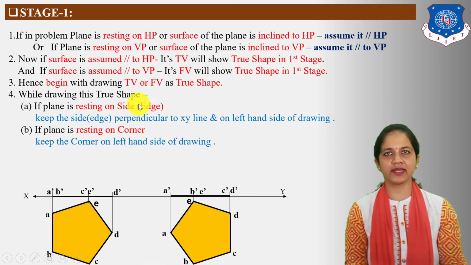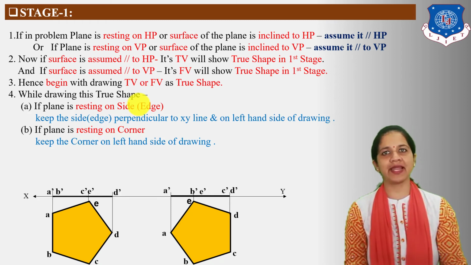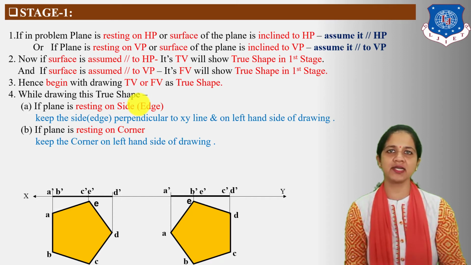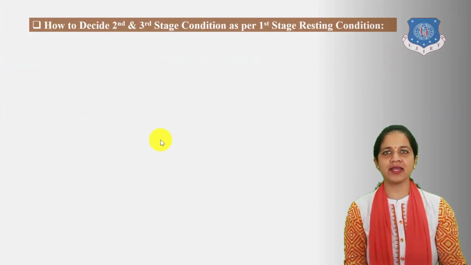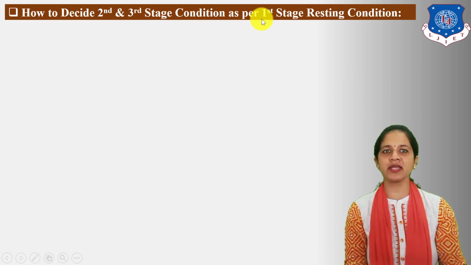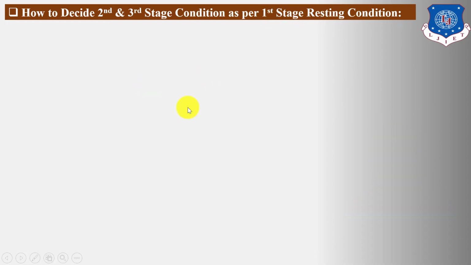Now, as per this theory, there are two resting possibilities. One is the plane rests on HP or is parallel to HP. Then we will get its true shape in the top view and a straight line in the front view. And the second possibility is the plane is parallel to VP. Then we will get its true shape in the front view and the top view is a straight line. Next, let us understand how to decide the condition of the second and third stage as per the given first stage condition.